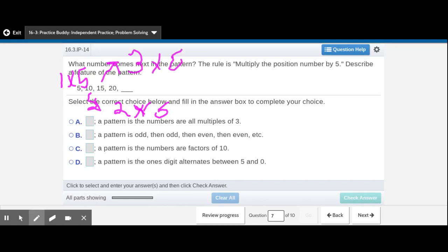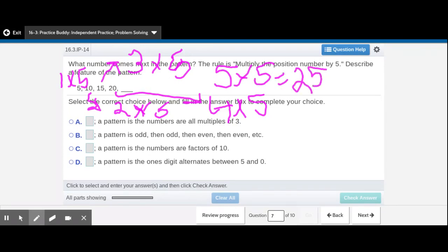Position 4 is 4 times 5, which equals 20. And now position 5, 5 times 5 is going to equal what? 5 times 5 equals 25. So let's describe.